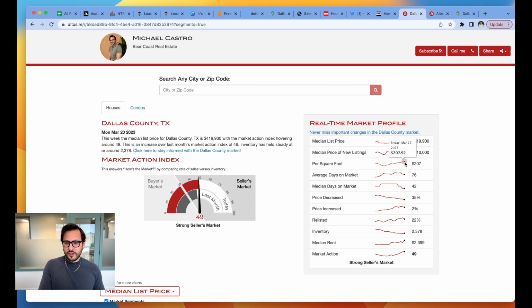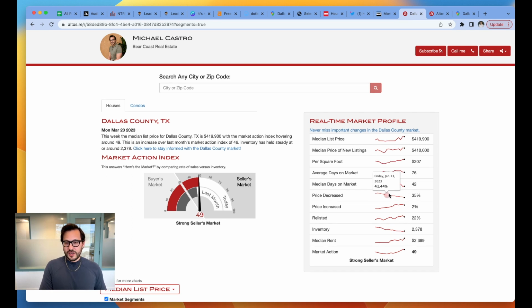Price per square foot, though, in all of Dallas County is trending up. Days on market, we always go with median days because with average, you always have those houses that have been sitting on the market for a year that just skew the whole thing up. So we like to take median. It's more accurate when there's outliers like that. But as you can see, median has definitely been trending down for a lot of weeks. We're down to 42 days on market as the median.